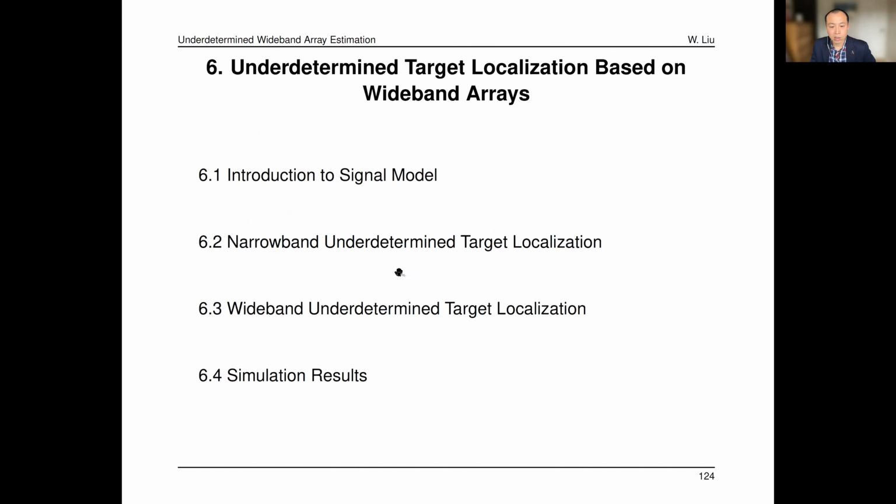Here, underdetermined means, because it's a distributed array system, we have multiple subarrays. So when we say underdetermined here, it means for each subarray, the number of sensors is smaller than or equal to the number of targets. So it's underdetermined in that sense.